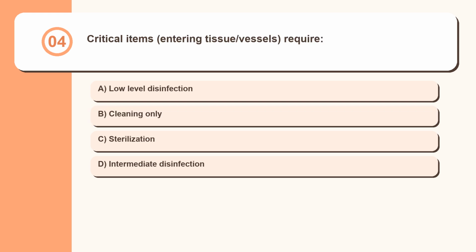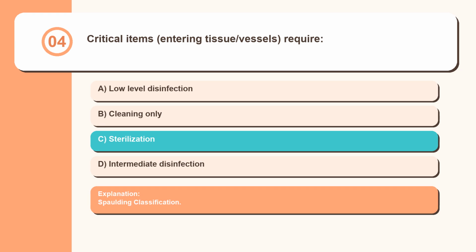Question 4. Critical items entering tissue/vessels require low-level disinfection, cleaning only, sterilization, intermediate disinfection. Answer: sterilization. Spaulding classification.